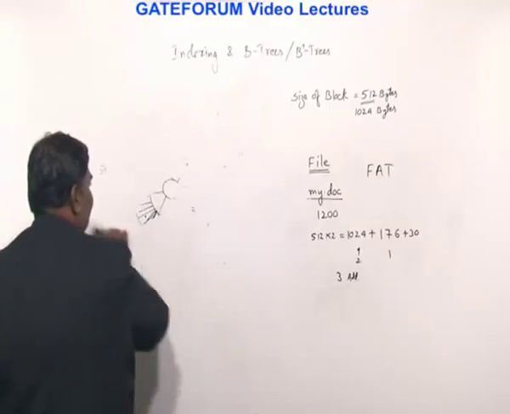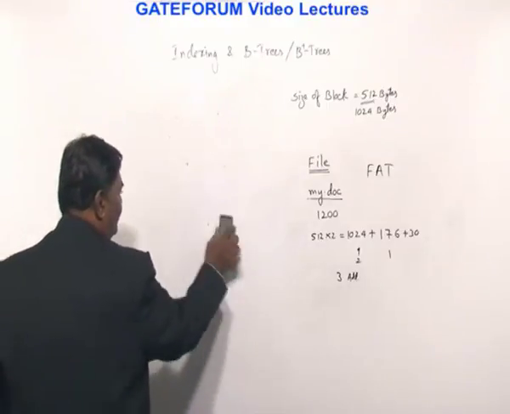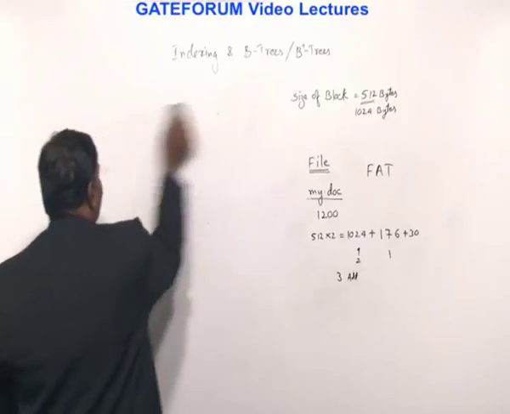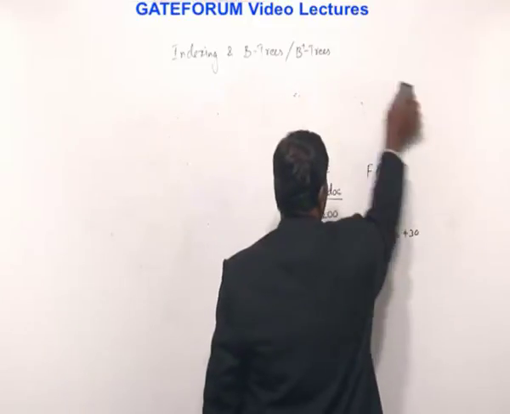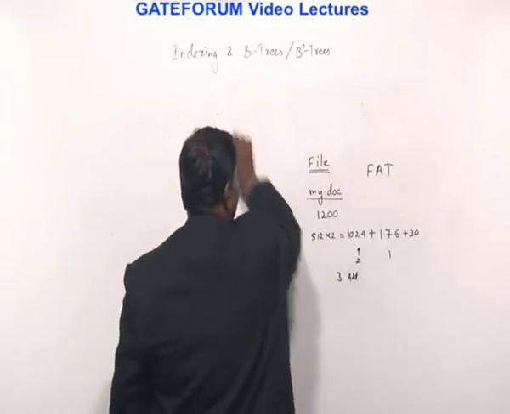So how the tracks and sectors are accessed by a head, I have shown you that movement of the head will help in accessing tracks, and the movement of spindle will help in accessing sectors.